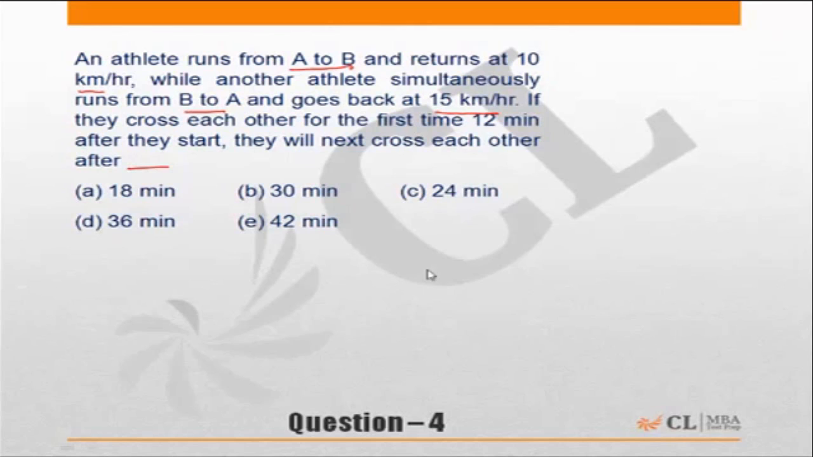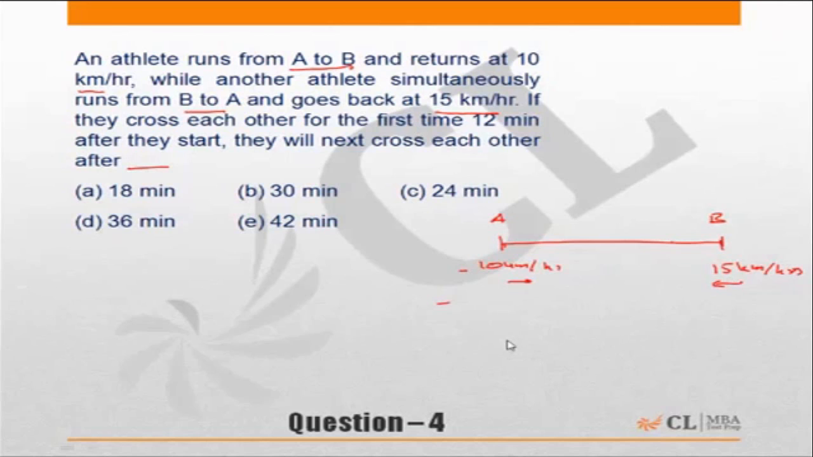Let us draw the schematic diagram for this question to understand it completely. An athlete is going from A to B at 10 kilometers per hour. Similarly, the athlete from B to A has a speed of 15 kilometers per hour. Both of them are supposed to reach the other end and come back to their original position. So the athlete at 10 kilometers per hour starts from A, reaches B and comes back to A. Similarly, the other athlete starts from B, goes to A and comes back to B.